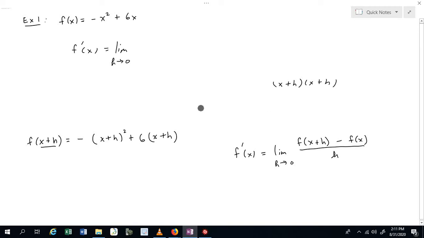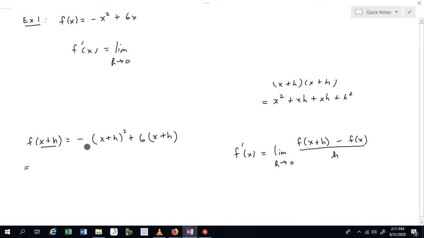Now remember, x plus h squared means x plus h times x plus h. So you do have to FOIL this. Okay, so the first would be x squared. The outer would be x times h. And then the inner would be h times x, but the order in which you multiply doesn't matter. So I'm going to write that as xh. And then the last, of course, would be h squared.